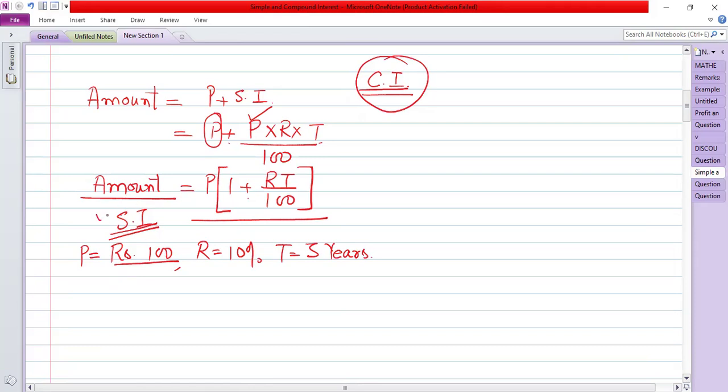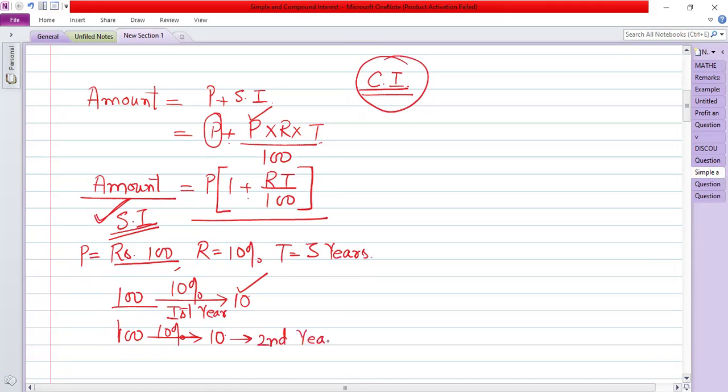Now, if it is the case of simple interest, then for the first year, our initial amount will be 100. On this, we will get 10% interest. Obviously, 10 rupees will be the interest for the first year. Again, for the second year, our initial amount will be rupees 100, and again 10% interest, and again 10 rupees will be the simple interest. So this is for the second year.